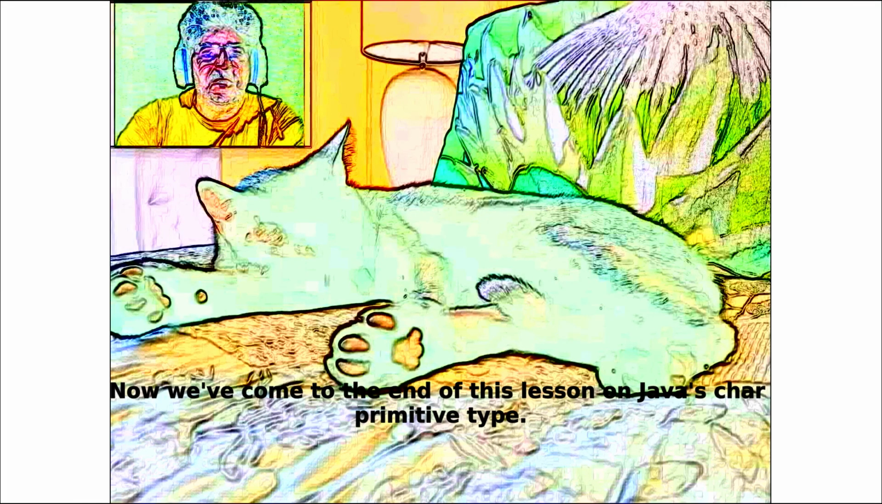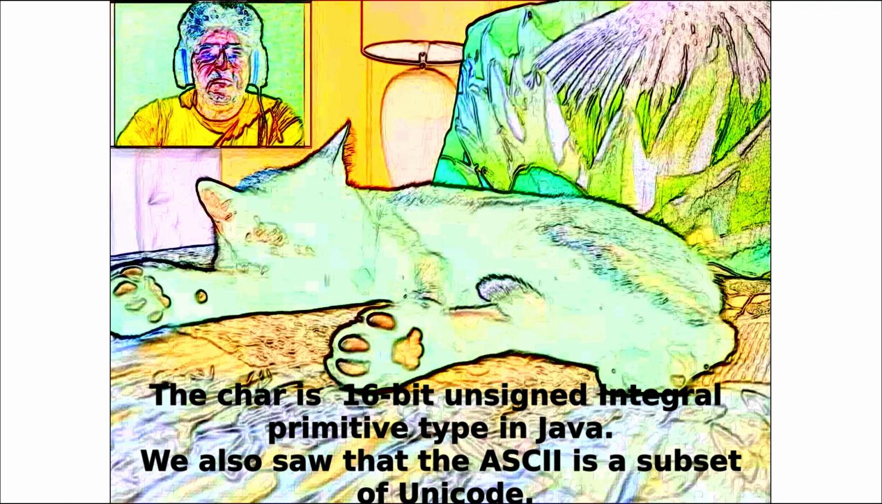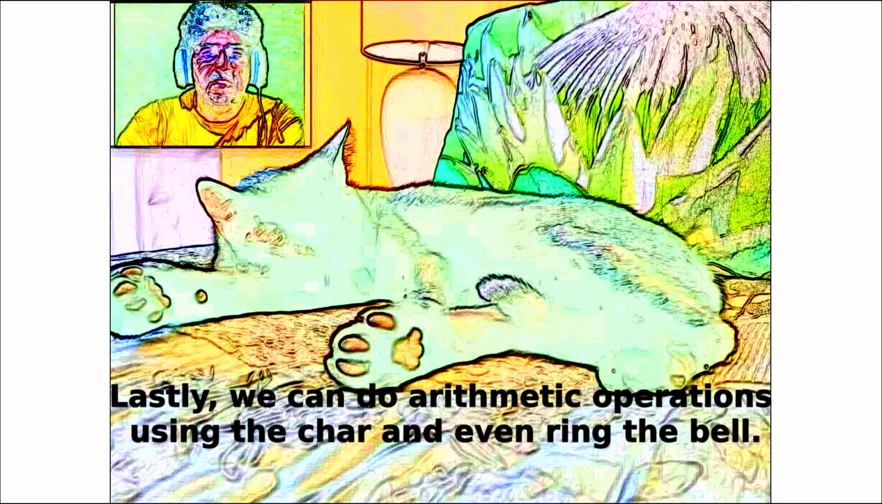Now we've come to the end of this lesson on Java's char primitive type. We saw that Java uses Unicode, which defines the character set found in all human languages. The char is a 16-bit unsigned integral primitive type in Java. We also saw that ASCII is a subset of Unicode. Lastly, we can do arithmetic operations using the char and even ring the bell.